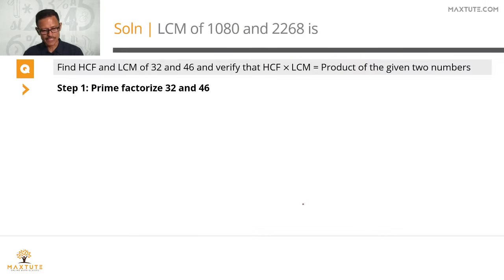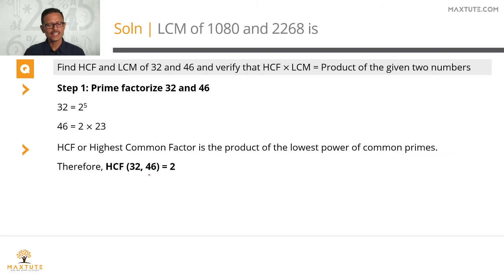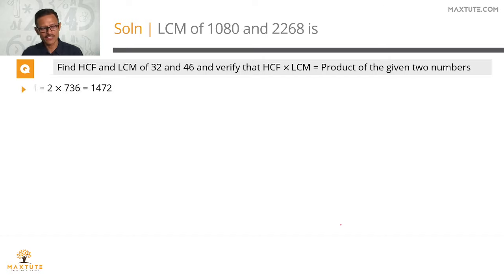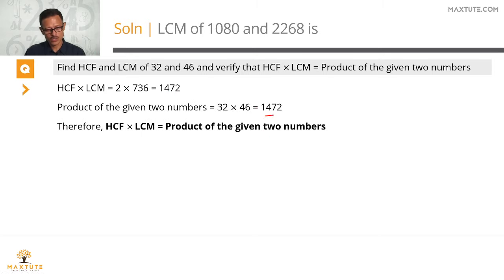Quickly summarize it in a printed form. We're going to prime factorize the numbers. Quite easy numbers to prime factorize. HCF is picking the only common prime in its lowest power, which is 2. Finding the LCM is picking all the primes in the greatest power, which is 2 power 5 into 23, which is 736. Now comes the verification. Taking the product of the LCM and HCF, which is 1472. The product of the two numbers is also 1472.